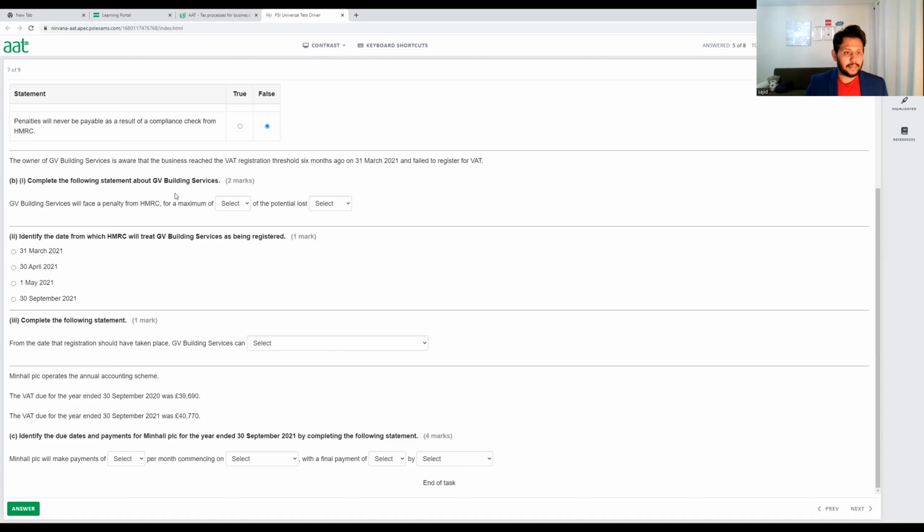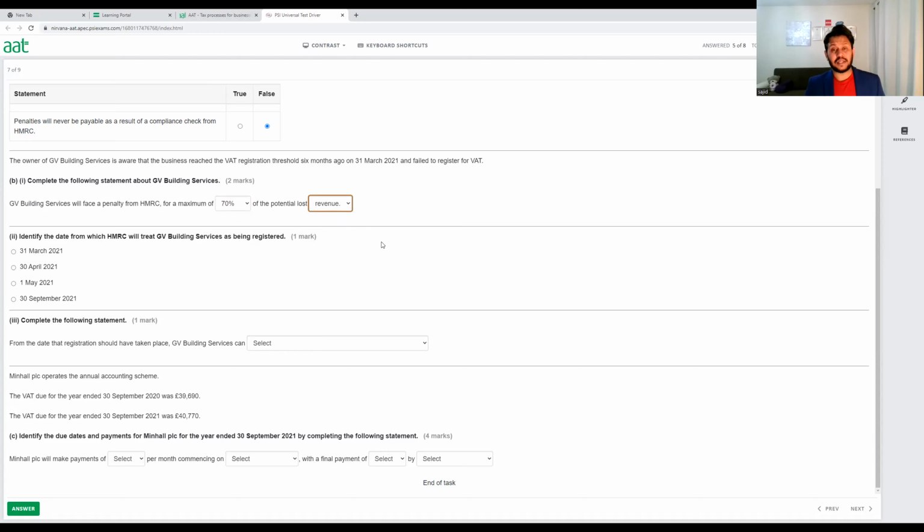Complete the following statement about the GV building service. GV building service will face a penalty from HMRC of a maximum of how much penalty you need to pay. It's a maximum of 70% of the potential loss of the revenue. Remember that, not the profit, revenue.